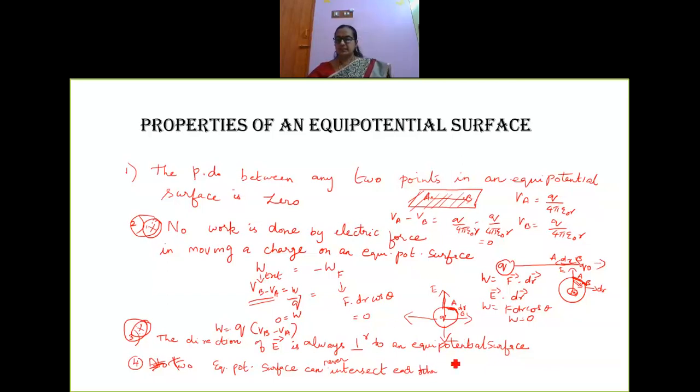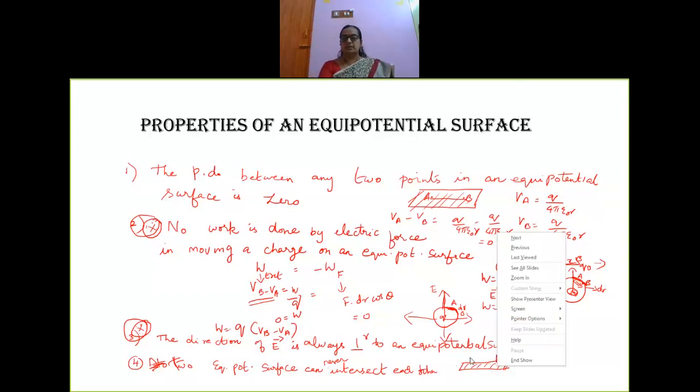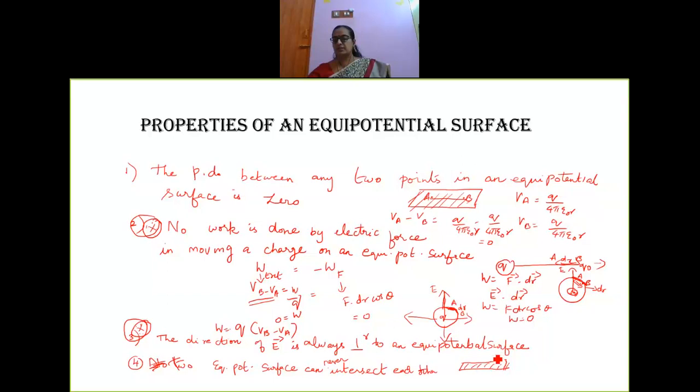Let me consider a surface like this, which is equipotential, right? Now, as far as this surface is concerned, what will be the electric field, children? What will be the direction of electric field? This will be the direction of electric field. See the direction of electric field. The direction of electric field will always be perpendicular. Just now we saw electric field is always perpendicular. Now, I am going to consider one more surface like this.